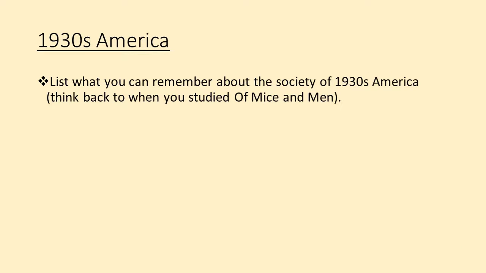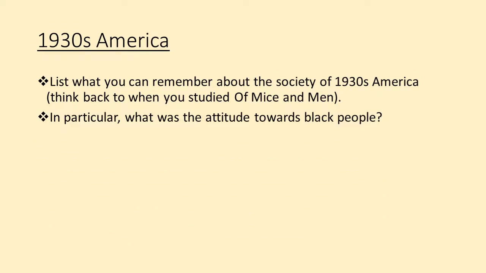Okay, so 1930s America. I would like you to list what you can remember about the society of 1930s America. So I'd like you to think back to when you studied Of Mice and Men. What do you remember about that kind of society? So was it very big on equality, or were certain people treated differently as a result of the way they were? So that's a bit of a hint for you. So have a think and write down as much as you can. Oh, and in particular, what was the attitude towards black people?